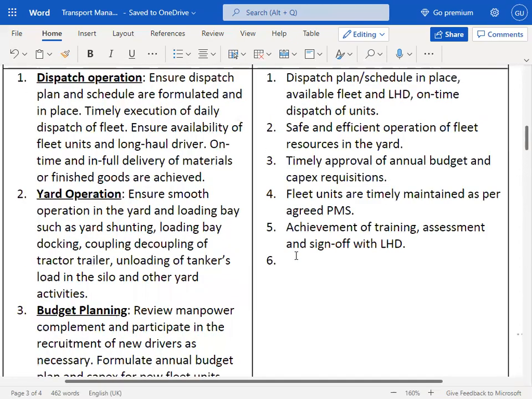So let's write now, also make it simple. Just say achievement again. You know already. Achievement of training, assessment, and sign off.